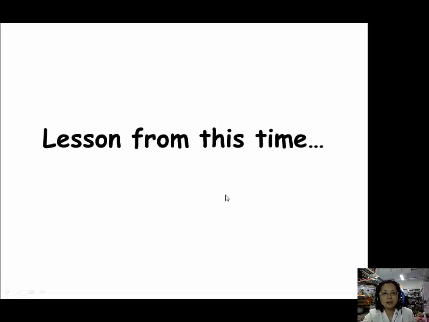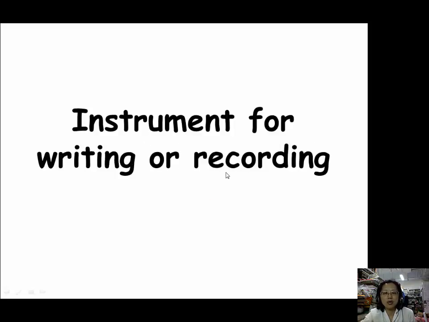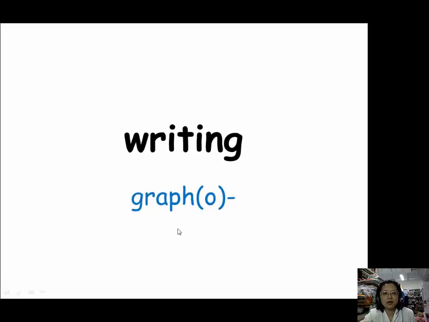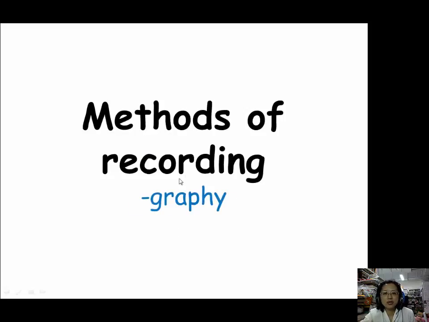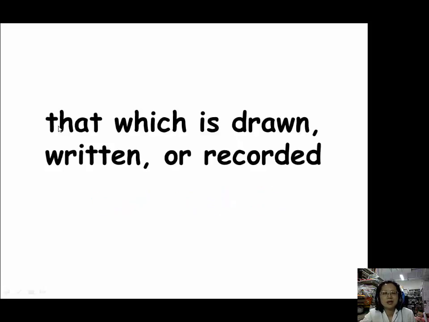Let's review what we've learned this time. For plastic surgery, we use this suffix plasty, P-L-A-S-T-Y. For instrument for writing or recording, we use this suffix graph, G-R-A-P-H. For writing, we use grapho, G-R-A-P-H-O, which is a prefix. And as methods of recording, we use this suffix graphy, G-R-A-P-H-Y. For record, or the action of record, we could use the suffix graph or the prefix grapho. As of that which is drawn, written, or recorded, we could use this suffix gram, G-R-A-M.